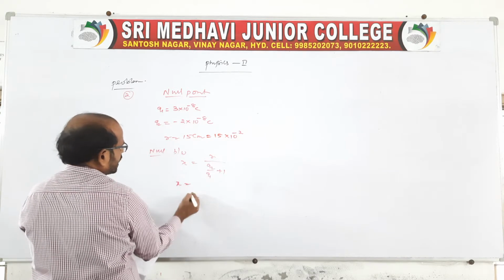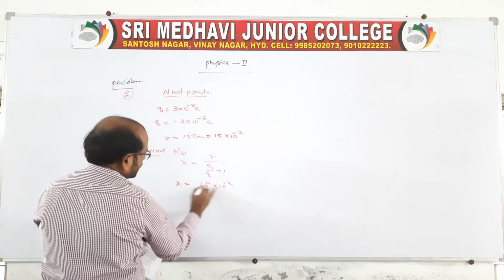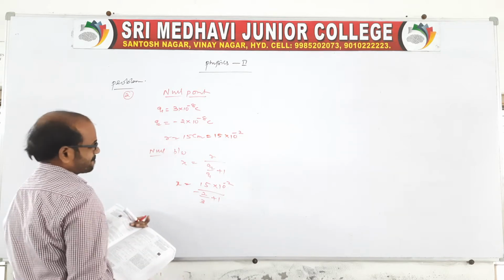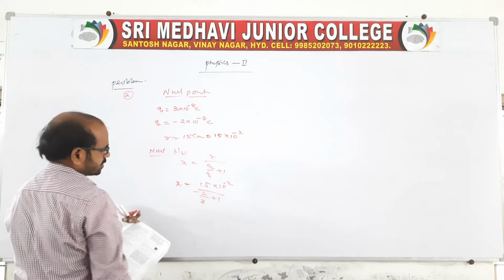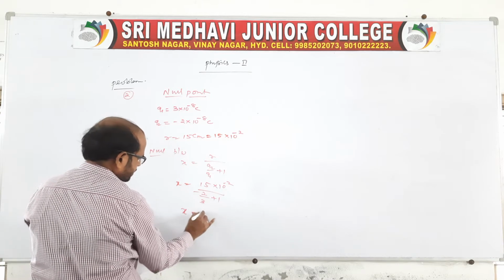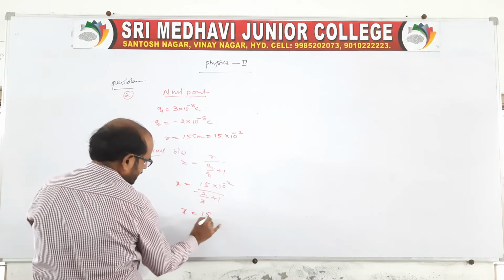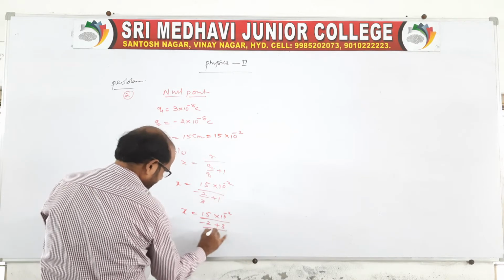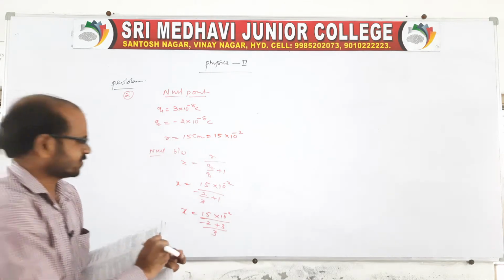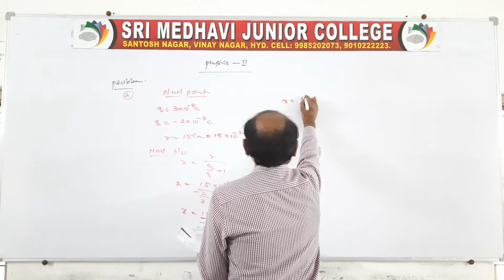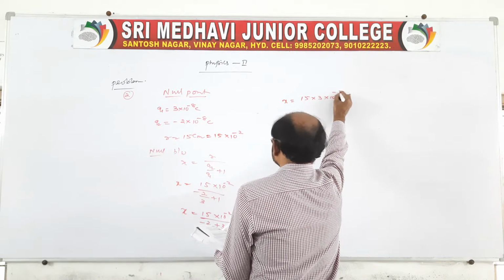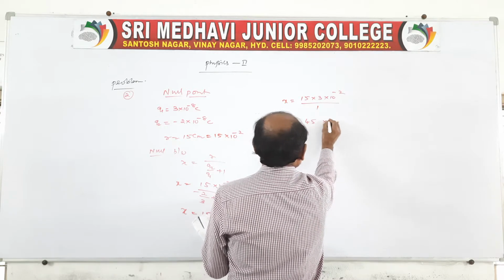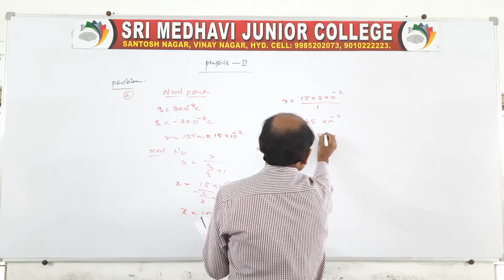x is equal to r, which is 15 into 10 power minus 2, and q2 over q1 is 2 by 3 over minus 2 by 3, plus 1. The 10 power 8 terms cancel. Therefore x is equal to 15 into 10 power minus 2 by minus 2 plus 3 by 3, taking the LCM. So x is equal to 15 into 3 into 10 power minus 2 by 1, that is, x is equal to 45 into 10 power minus 2, so x is equal to 45 centimeter. Clear?